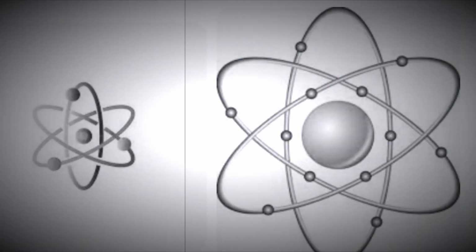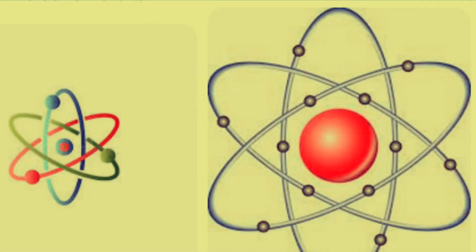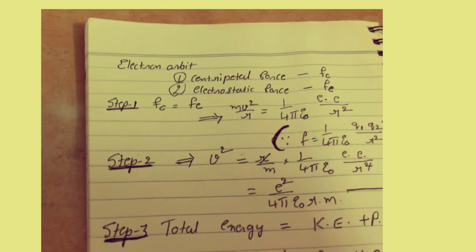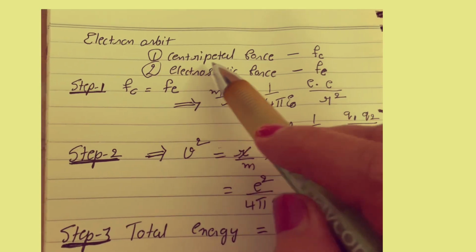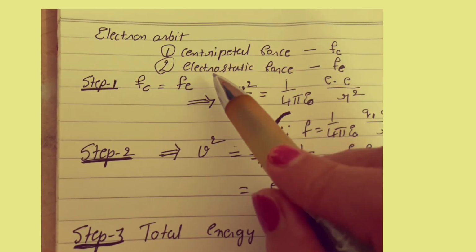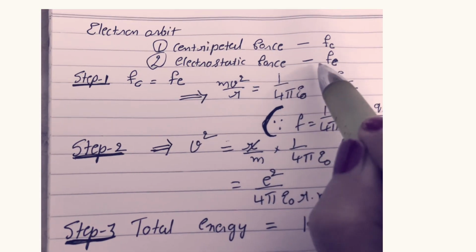Now talking about electron orbit. The electron revolves around the nucleus in a fixed orbit, so there must be some centripetal force, which is called Fc. Electrons are negatively charged and the nucleus is positively charged, so they are bound together by some force, which is called electrostatic force, and it is denoted by Fe.